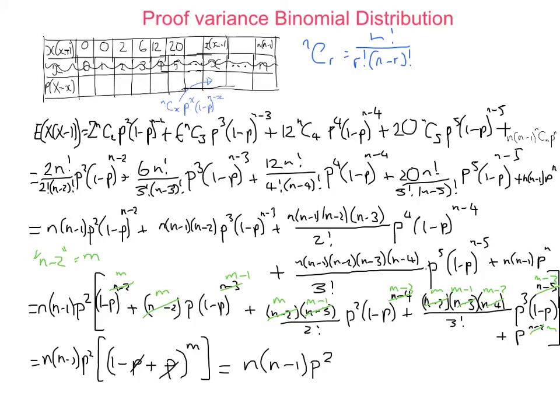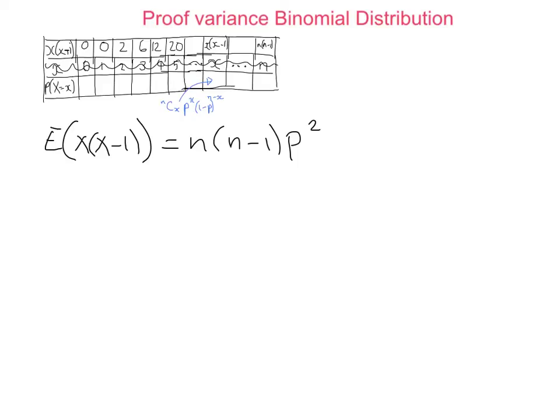Now that isn't the variance, don't forget. I didn't start with variance equals. I started with E of X(X minus 1) equals. So let's take this result, that E of X(X minus 1) equals this, and then see if we can get the variance. Now, on the left-hand side, we've got the expectation of X squared minus X. And we know from S1 that we can do that in two separate bits, the expectation of X squared minus the expectation of X.